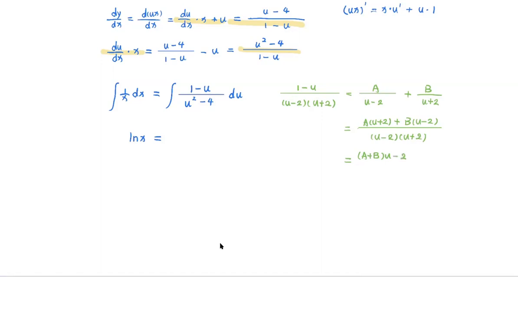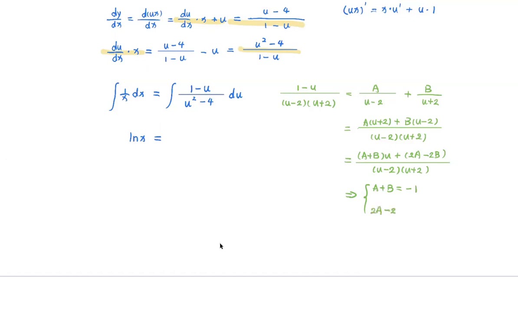Wait, yeah, actually, plus 2a minus 2b over u minus 2 times u plus 2, and that's going to give you two different equations. First of all, we know this equals this, so u times a constant, which is a plus b. That's going to give you negative u, so a plus b is going to give you negative 1. Next, 2a minus 2b is going to give you 1. So you need to solve those two equations.